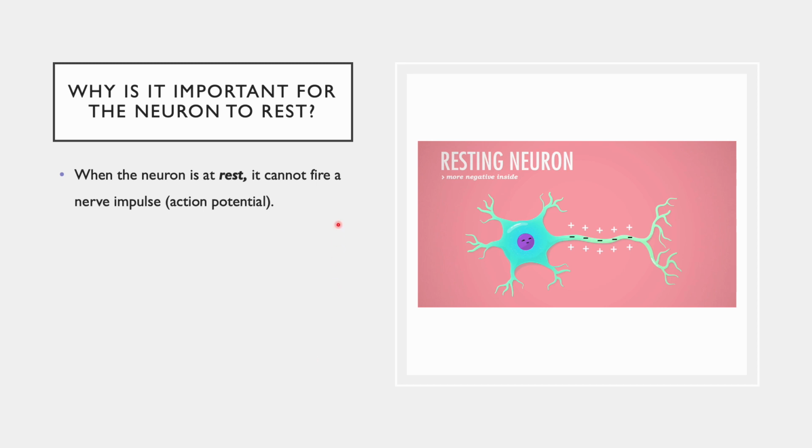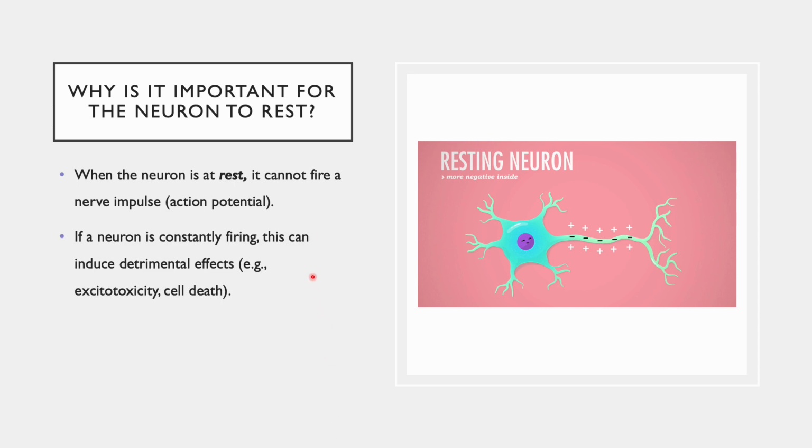Just like humans, neurons need to rest. When this neuron is at rest, it cannot fire a nerve impulse or action potential. If a neuron was to constantly fire these nerve impulses or action potentials, it could lead to detrimental effects such as excitotoxicity and cell death.